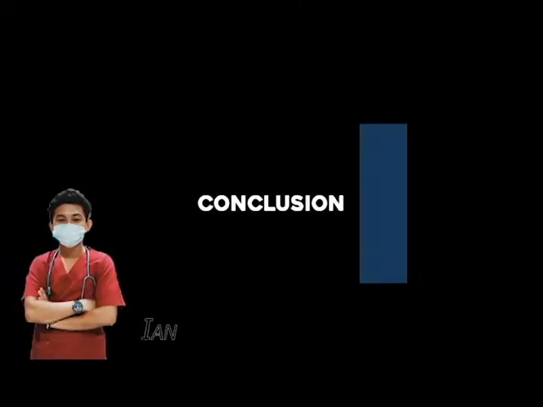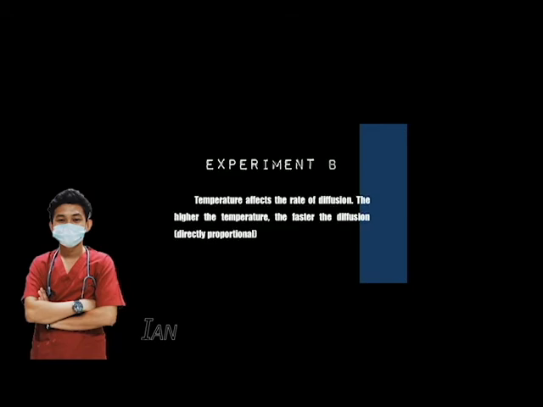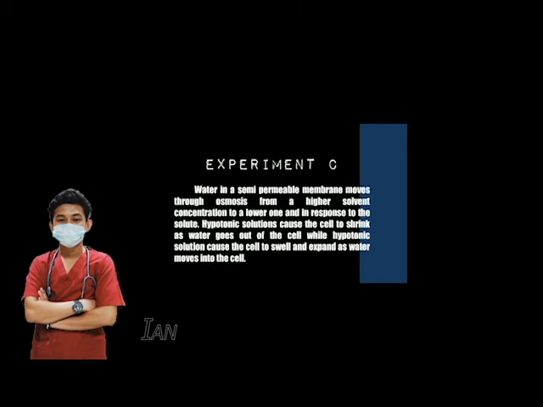Here are our conclusions in experiments A, B, and C. Experiment A, diffusion of particles or molecules comes from a higher concentration to a lower concentration. Experiment B, temperature affects the rate of diffusion. The higher the temperature, the faster the diffusion, which is directly proportional. Experiment C, water in a semi-permeable membrane moves through osmosis from a higher solvent concentration to a lower one, in response to the solute.